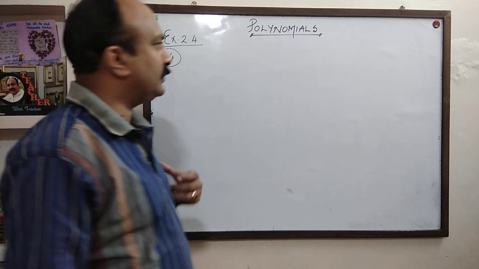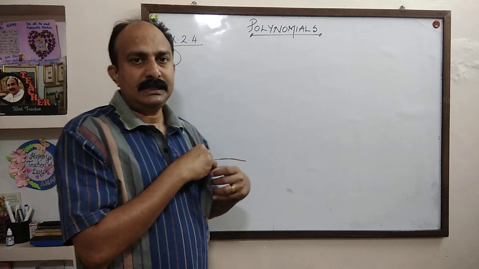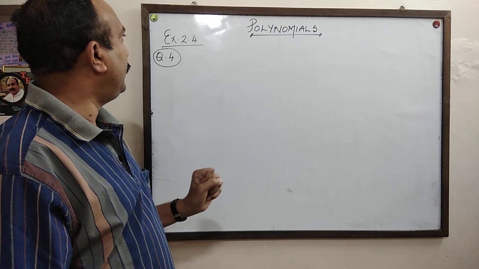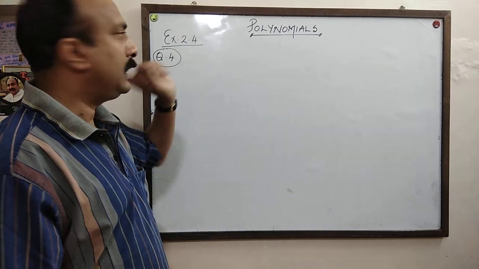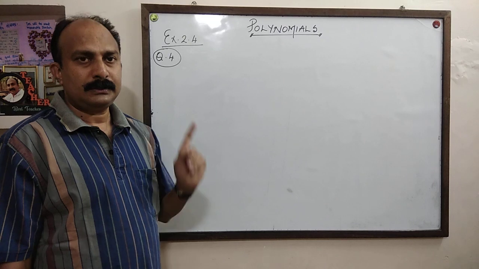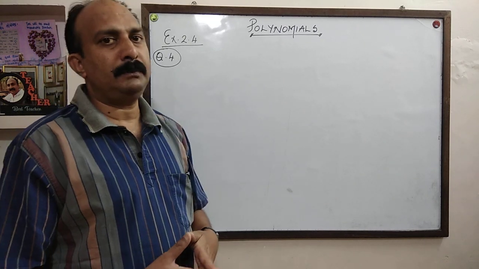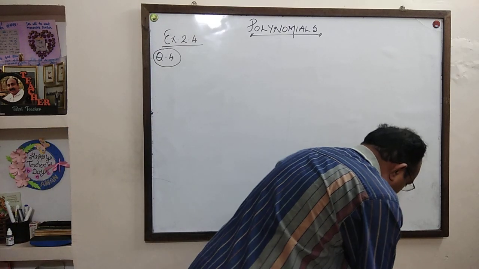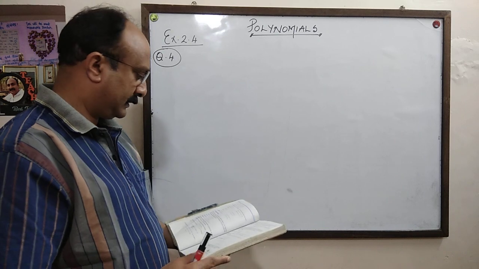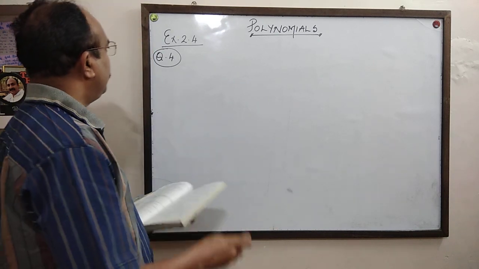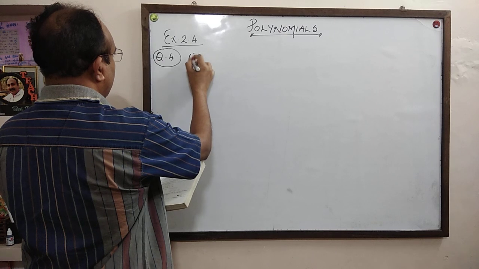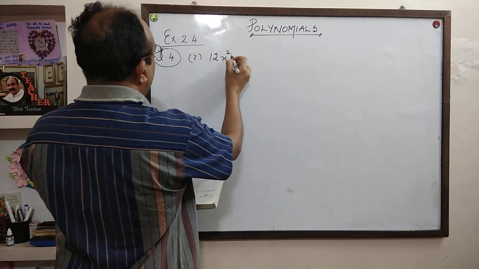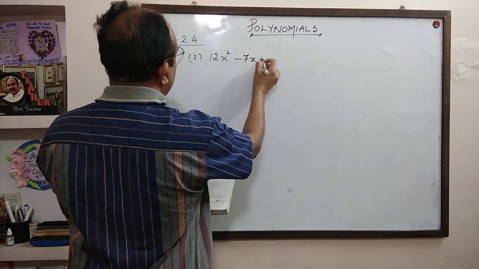Hi, this is the continuation of class 9 mathematics, chapter 2 polynomials, and in my previous video we have done exercise 2.4 up to question number 3. So today I am continuing with question number 4, and question number 4 is factorize. And the first question, 12x square minus 7x plus 1.